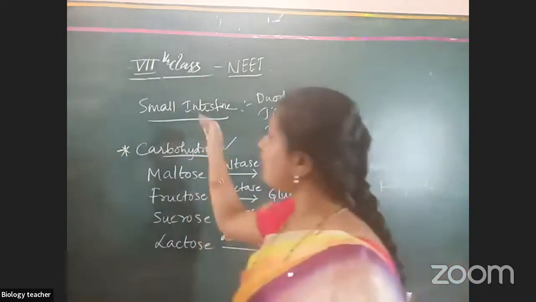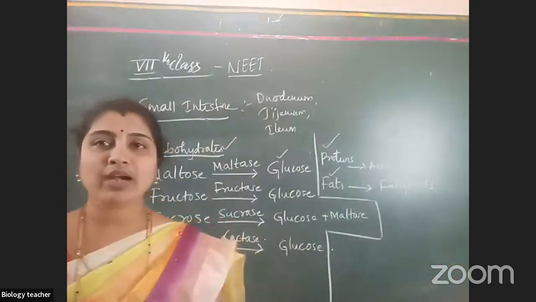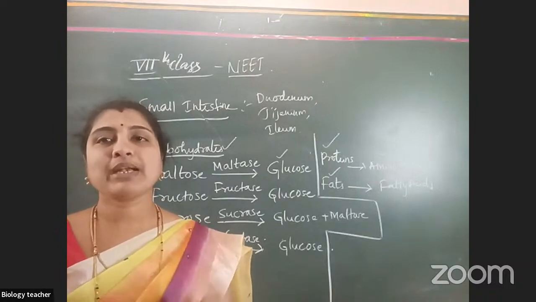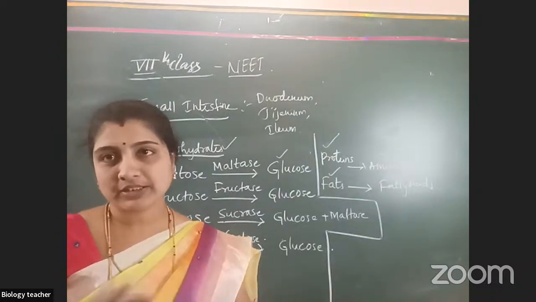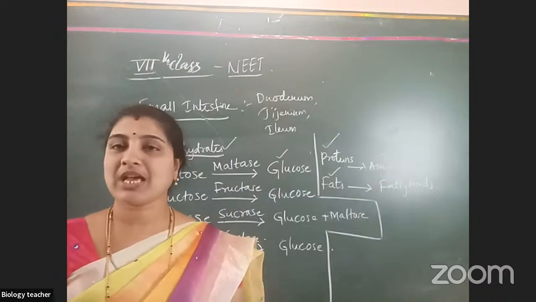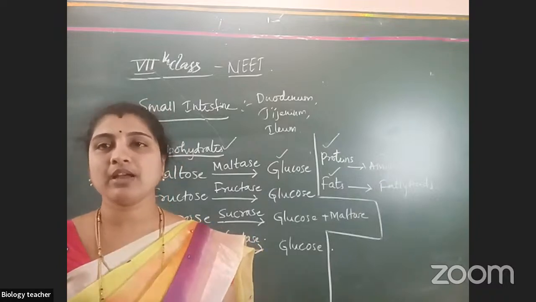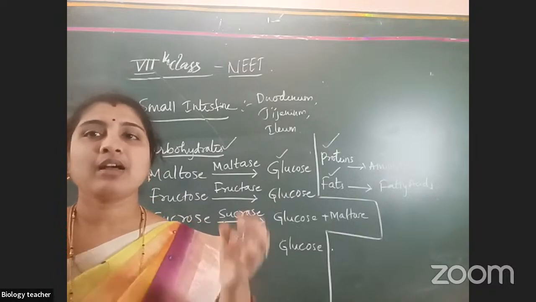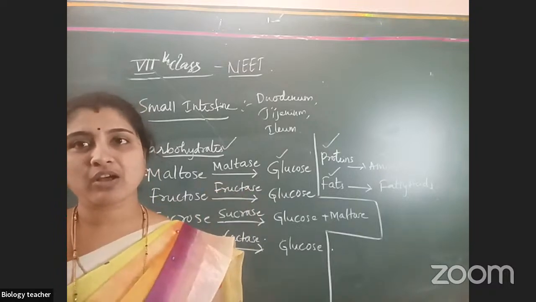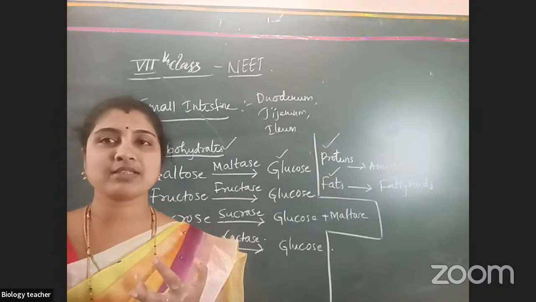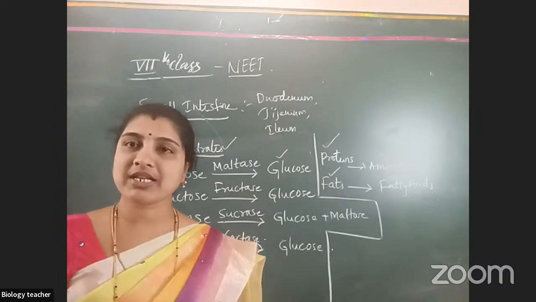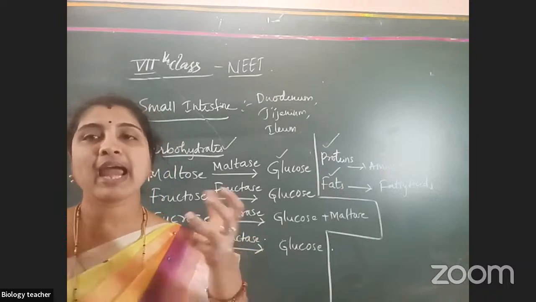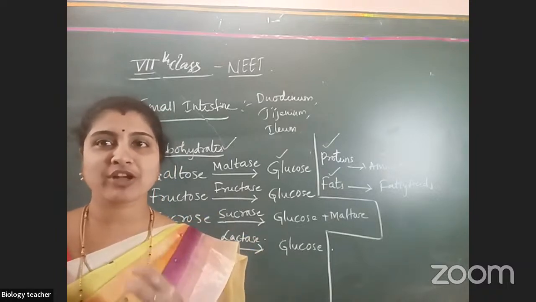So now after the small intestine, what is the other organ involved? Large intestine. But in the large intestine, no digestion takes place. So we have studied many parts involved in digestion, but does digestion take place in every organ? No. In the esophagus, no digestion. In the large intestine, no digestion. But what is happening? Water and salts in the food.